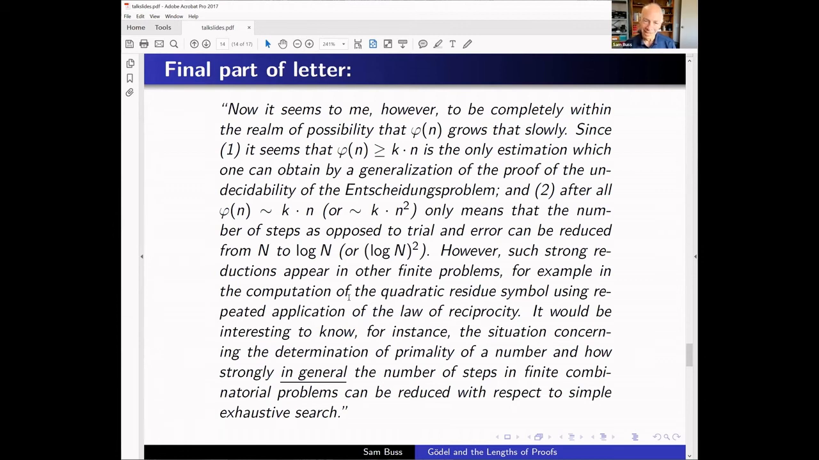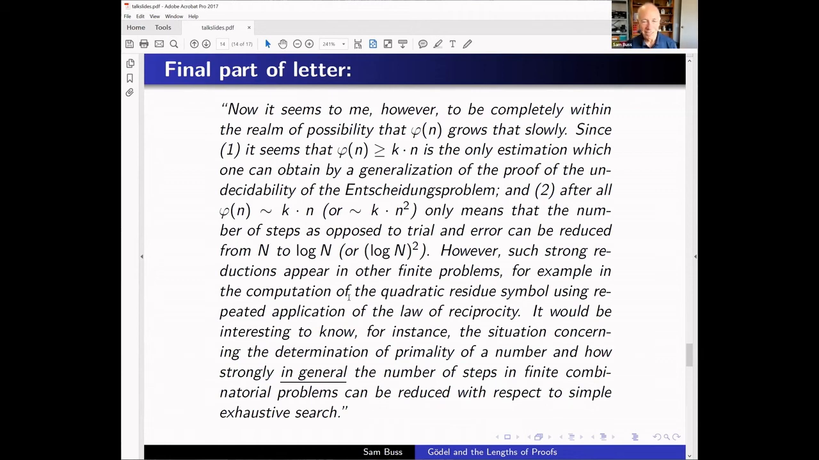only means, maybe I should emphasize that word, means the number of steps as opposed to trial and error can be reduced from n to log n or log n squared. However, such strong reductions appear in other finite problems, for example, in the computation of quadratic residue symbol using repeated application of law of reciprocity. A very nice example, by the way.